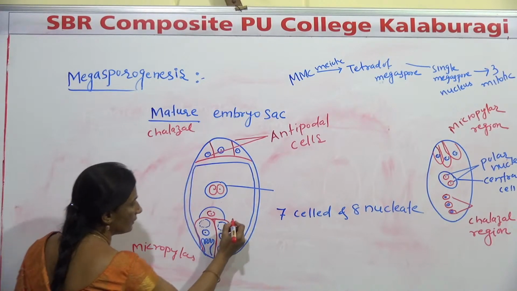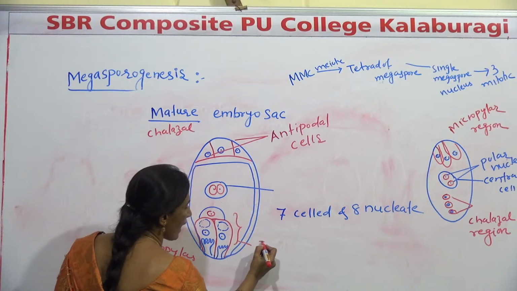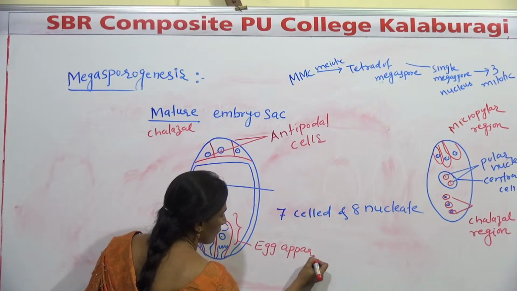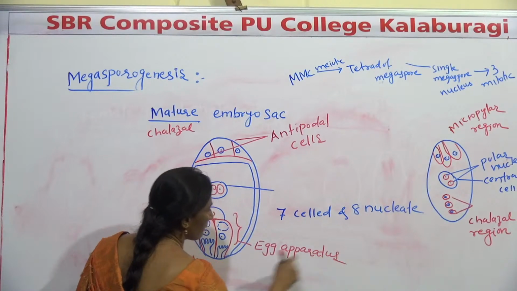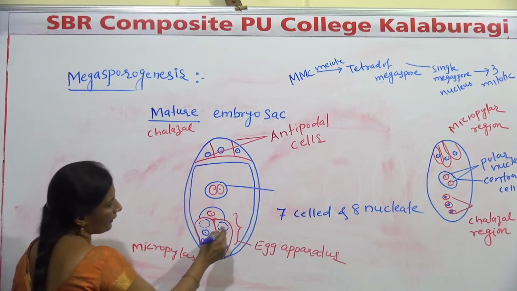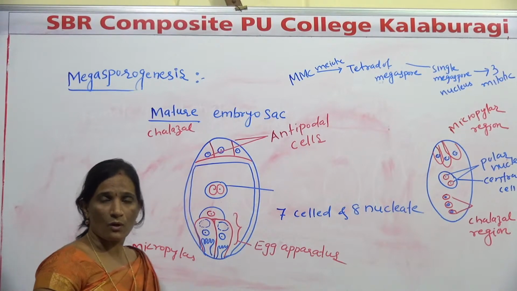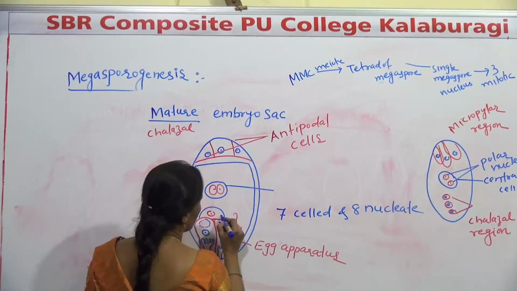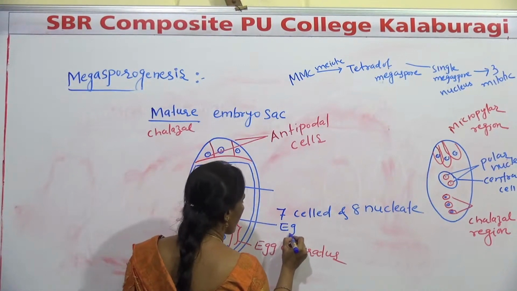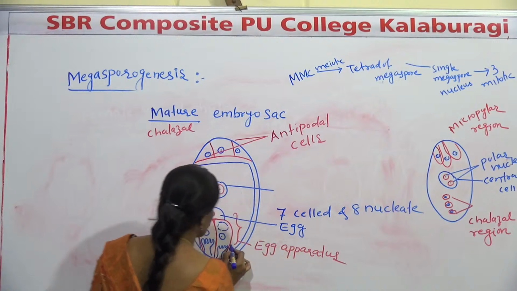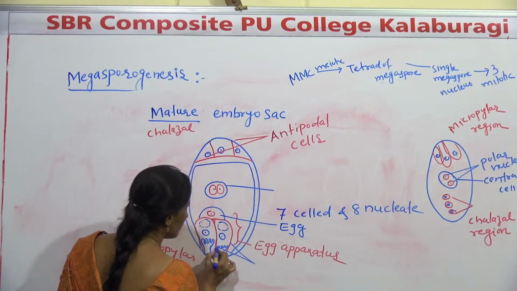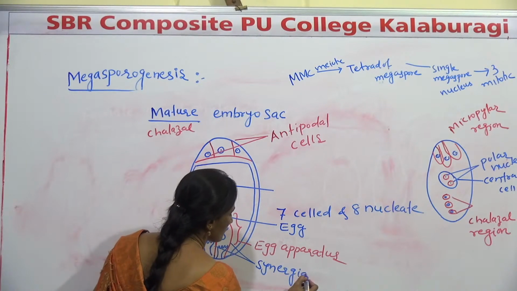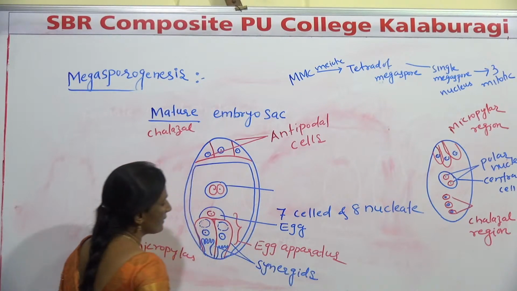Micropylar region. This is called the egg apparatus. And the egg apparatus, how many cells does it consist of? 3 cells: 1 egg cell and 2 synergids. Is it clear?